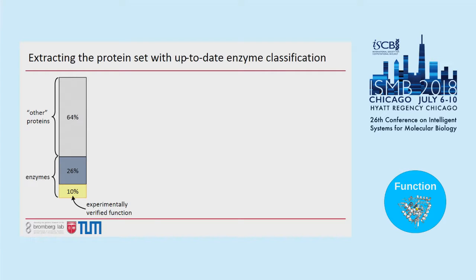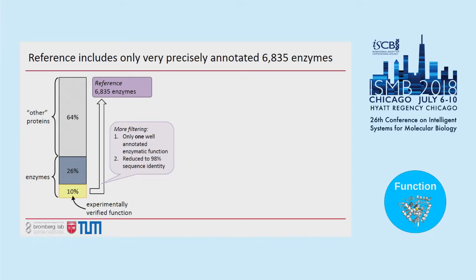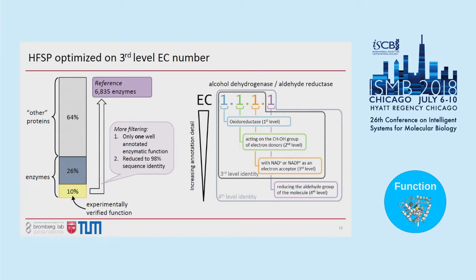And to get to that goal, I go back to those 10% of proteins in SwissProt, my experimentally verified enzymes, and I'm doing a little bit more filtering. Specifically, I take only those enzymes where we have one EC annotation and that enzyme classification is completed on all 4 levels. And then we have redundancy reduced all of those sequences to 98% sequence identity, which left me with 6,835 enzymes.